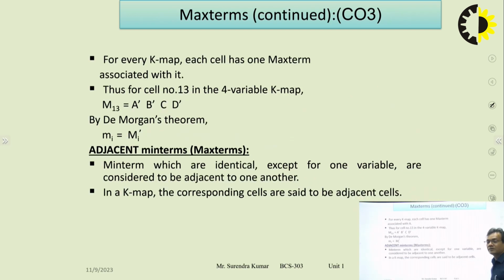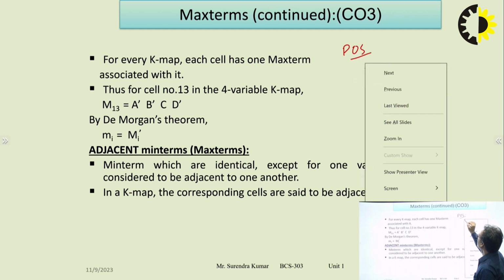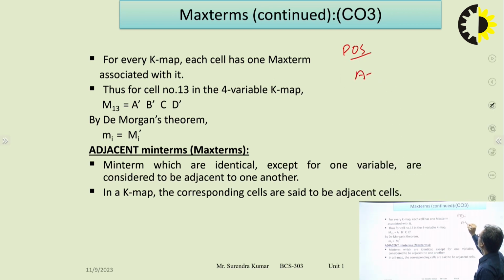If we talk about a maxterm, it comes in POS, product of sums, and it is a sum of variables, for example A plus B plus C. This is one maxterm. And same as in a minterm, every maxterm contains a particular literal exactly once.